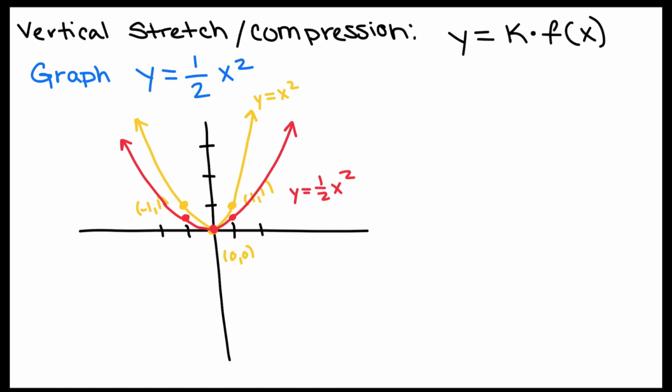So this time our parabola has a vertical compression, so it's taken the graph and actually squashed it, or the parabola looks a little bit wider in this case. So with vertical stretches or compressions, if that constant k is bigger than 1, that's going to stretch the graph out. If that constant is smaller than 1, that's going to give you a vertical compression.